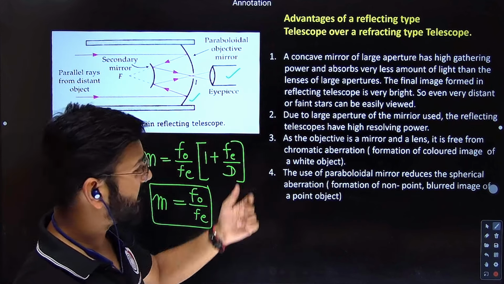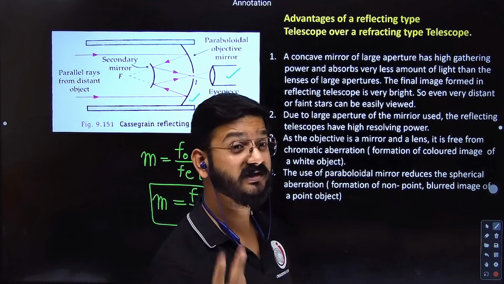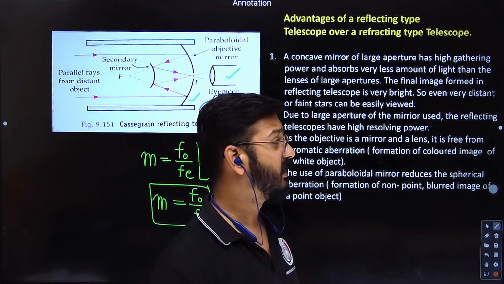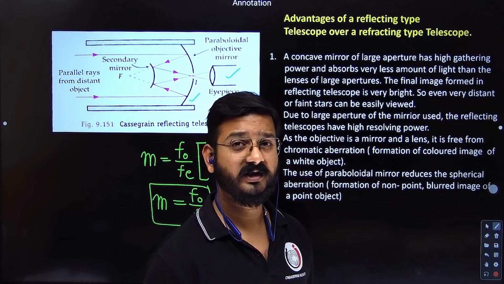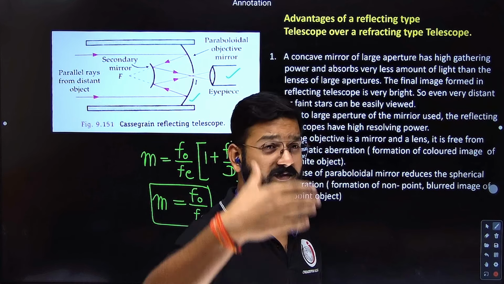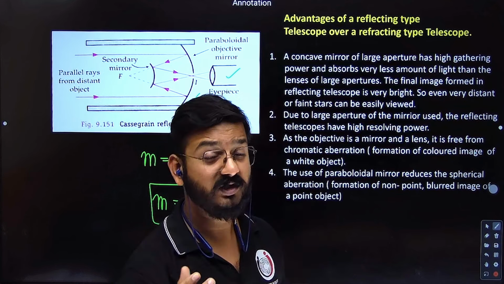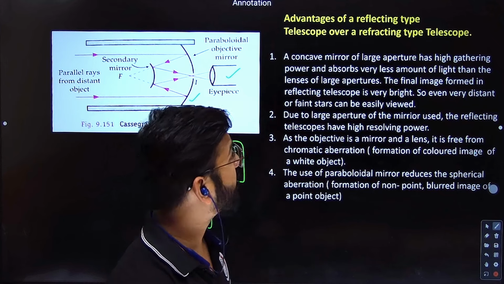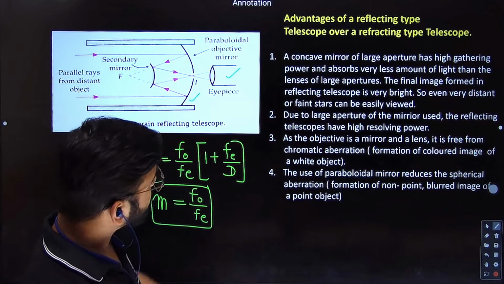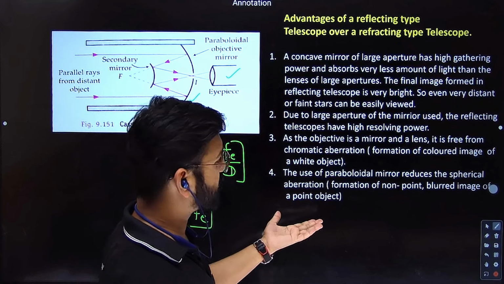These are few advantages of reflecting telescope over refracting. They can ask you MCQ or they can ask you an assertion reason or they can ask you a 2-marker also, that write the advantages of reflecting telescope over refracting, or they can tell which of the following statement is not correct. So you need to know few advantages of reflecting telescope over refracting telescope. There's nothing for me to explain in these points. You can add these to your notes.